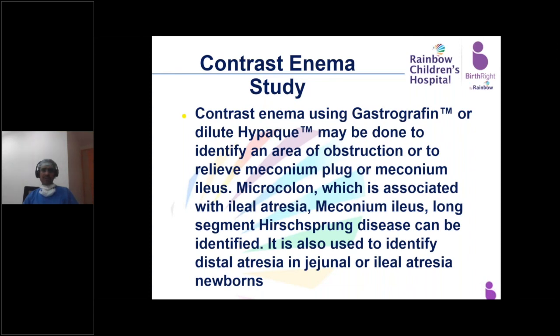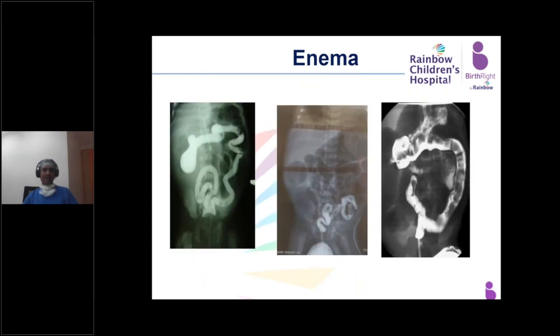Microcolon can be found, which is an important finding seen in ileal atresia, meconium ileus, or long segment Hirschsprung disease. So sequentially, if the child is suspected of large intestinal obstruction, get the lower GI contrast enema, never with barium but with gastrografin. You can see the microcolon in the left and the middle picture, and the plugs of meconium in the right photograph, suggestive of meconium ileus. On the other hand, the other two X-rays are suggestive of microcolon, which may be because of ileal atresia or because of the other causes which I have enumerated.